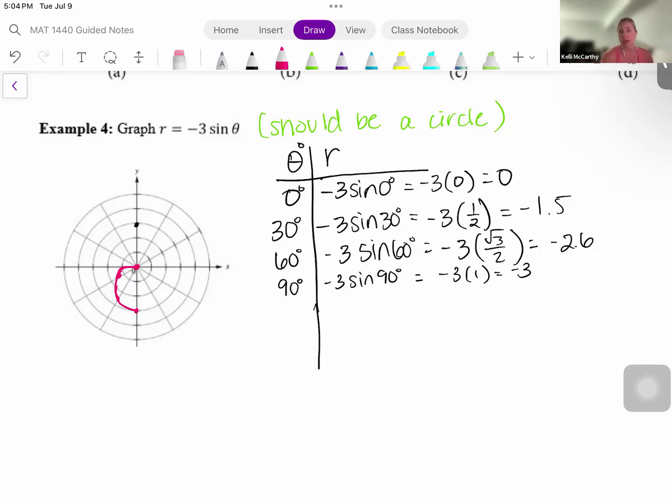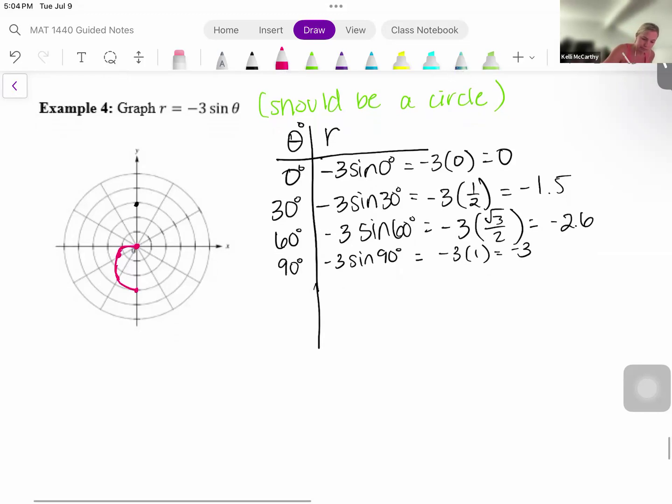Now, one point I do want to make is I am recalling these trig functions from our unit circle very quickly. If you don't know your unit circle as well as I do, that's okay. But the more you use it and the more you try to recall these function values from memory, the easier it's going to get. Our next one's going to be 120 degrees. I'm just adding 30 degrees here every time.